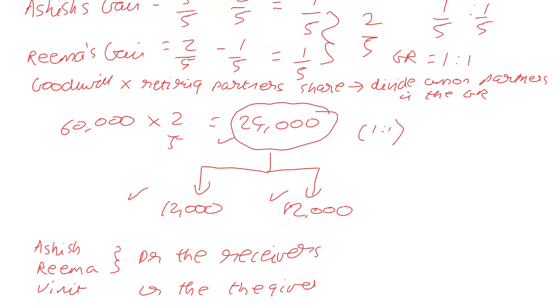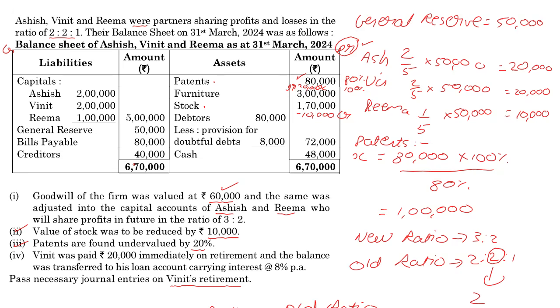Now, we have a little bit left. We are done with the goodwill calculation. Vineet was paid 20,000 immediately on retirement, and the balance was transferred to a loan account carrying interest at 8% per annum. And so the question is, what is that balance?